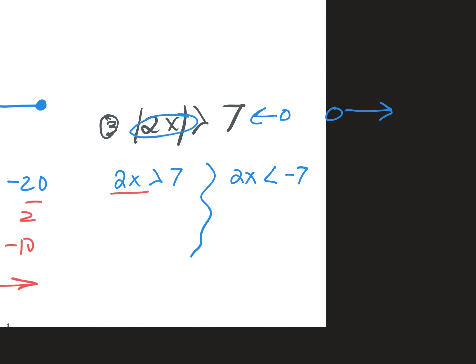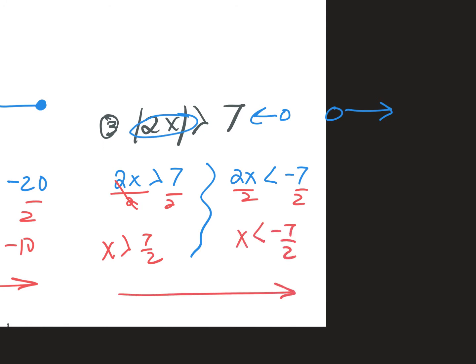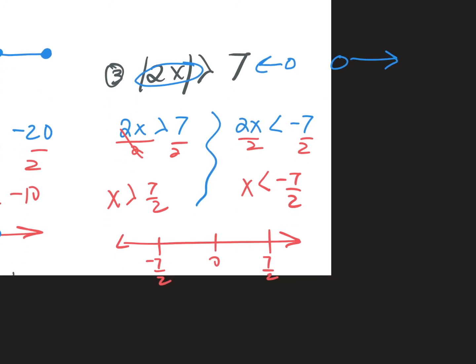So just go through. I'm going to divide both sides by 2, so I have x is greater than 7 over 2. Divide both sides by 2, and I have x is less than negative 7 over 2. So I have negative 7 over 2 on this side, 0, 7 over 2. You guys told me they were both open, and you told me I colored on the outsides.